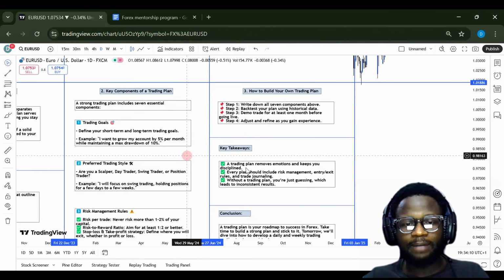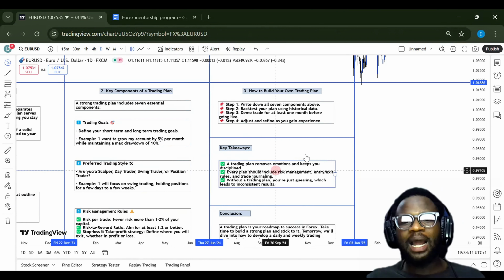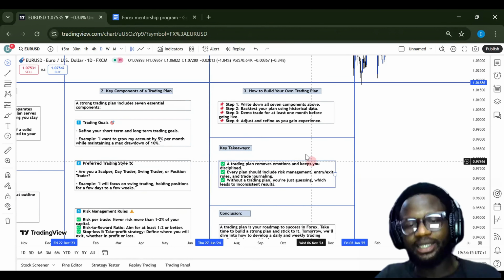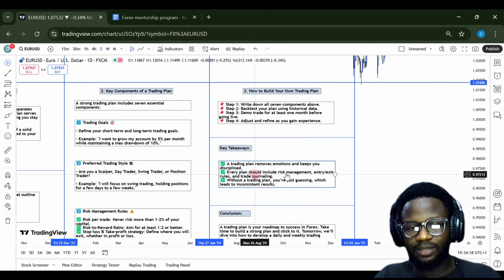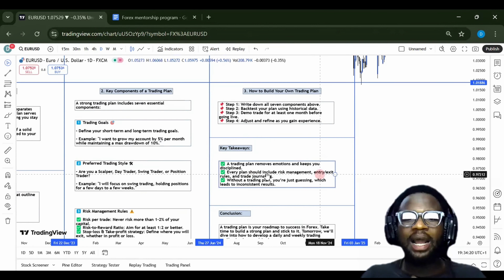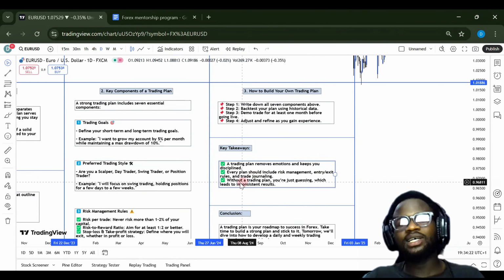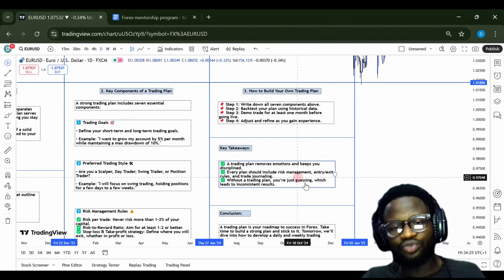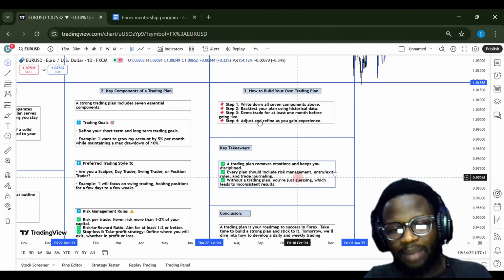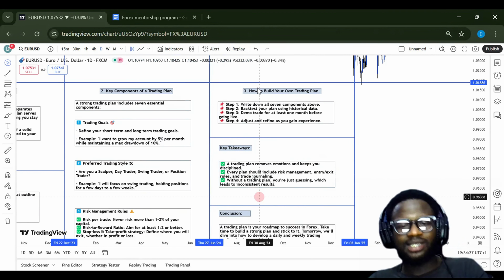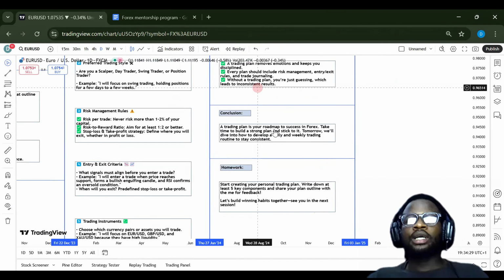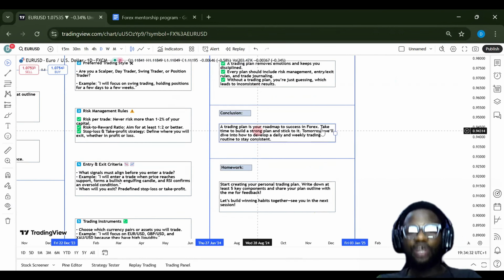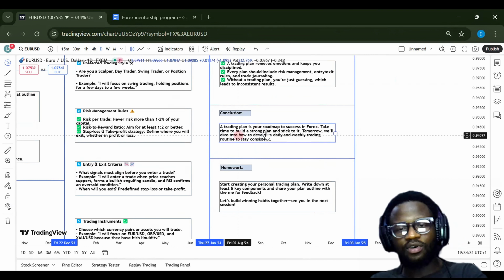So key takeaway: a trading plan removes emotions and keeps you disciplined. Every plan should include risk management, entry and exit rules, and trading journaling. Without a trading plan, you are just guessing, which leads to inconsistent results. So in conclusion, a trading plan is your roadmap to success in Forex. Take time to build a strong plan and stick to it.